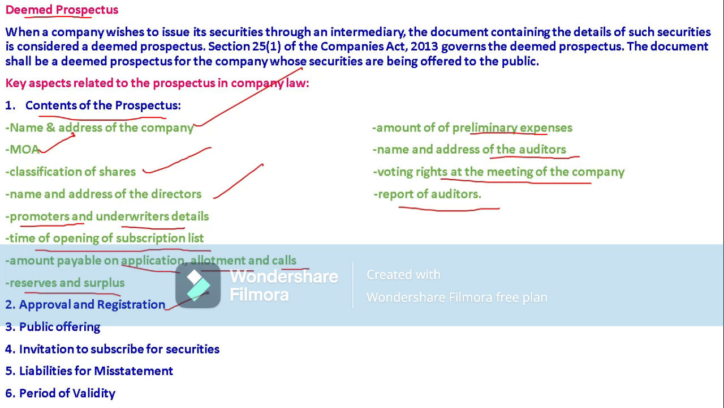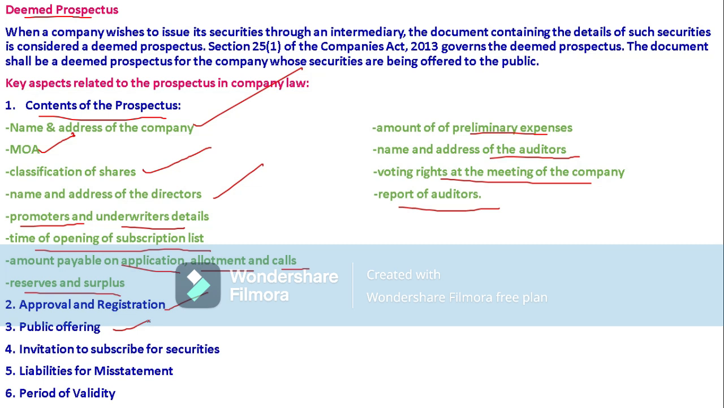Okay, if we see the public offering, what does public offering mean? The prospectus is used in the context of a public offering of securities. Securities are nothing but the shares and debentures of the company. A public offering involves making securities available for purchase by the general public. Public offering means we are offering for sale to the public.